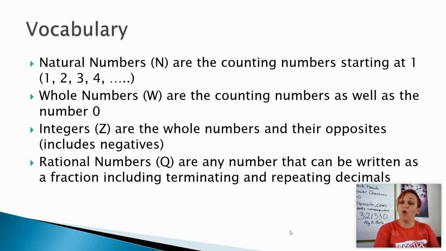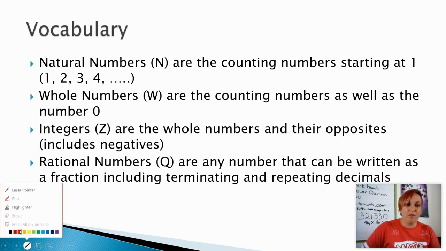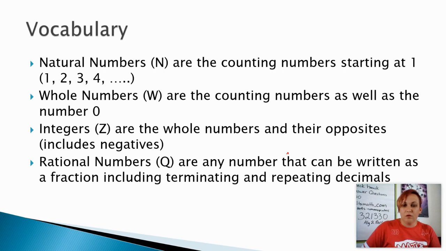It also includes all repeating decimals. Repeating decimals are those ones where we draw the bar over the top. If you remember 0.2 with the line over the top, that means 0.2, 2, 2, 2, and on and on forever. That's a repeating decimal. Those can also be written as fractions. So decimals that have a stopping point and decimals that are repeating, have a repeating pattern, those are rational numbers.